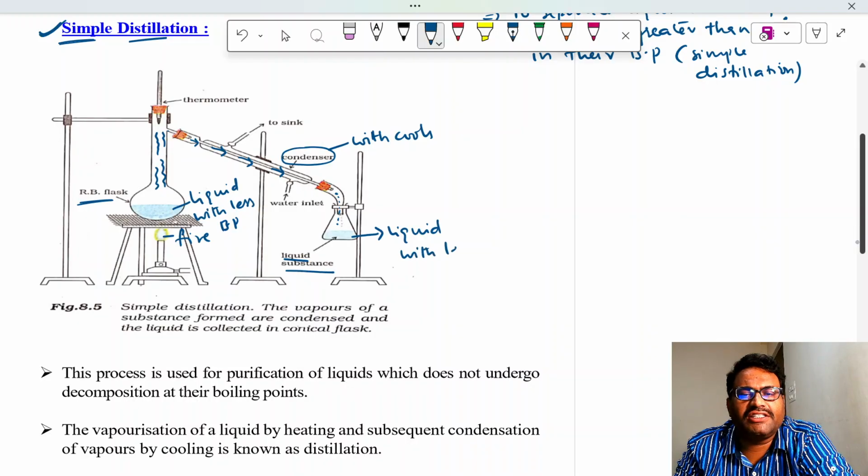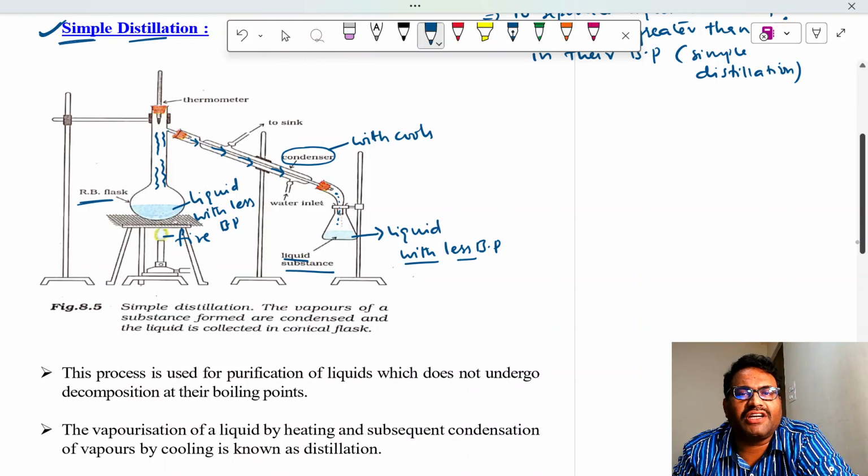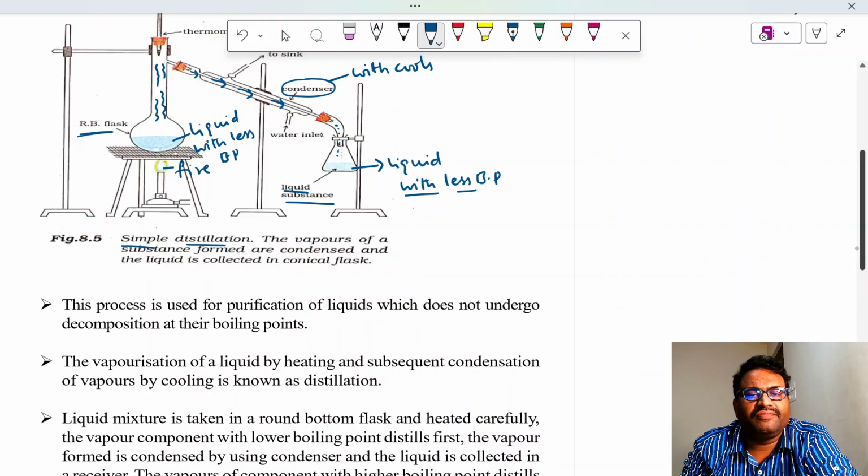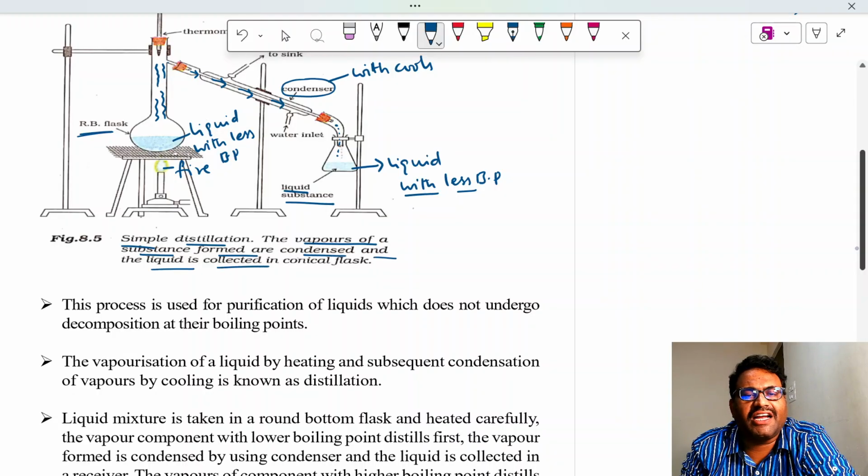The liquid with the less boiling point comes here. Which remains in this round bottom flask? The liquid with the more boiling point remains. So did we separate them? Yes, we have separated them. The liquid with less boiling point is separated from the liquid with more boiling point simply by heating it. And such a distillation process is called the simple distillation process, right? In simple distillation, the vapors of the substance formed are condensed and the liquid is collected in the conical flask.